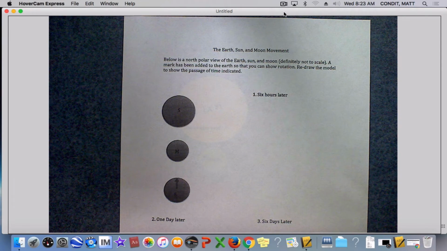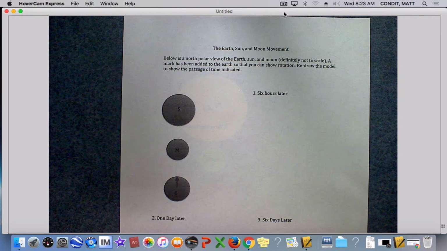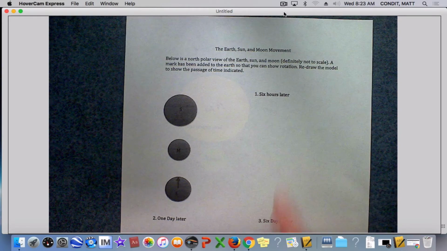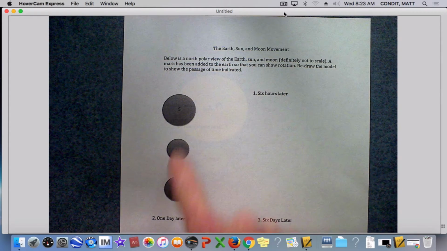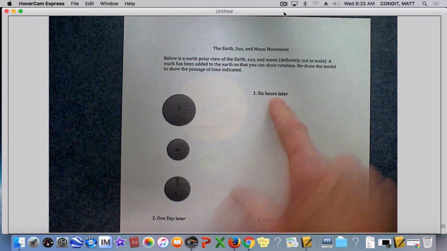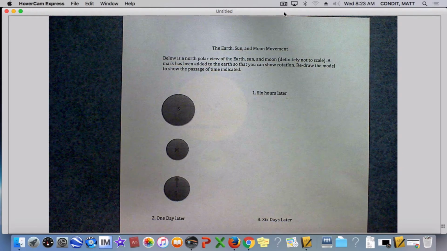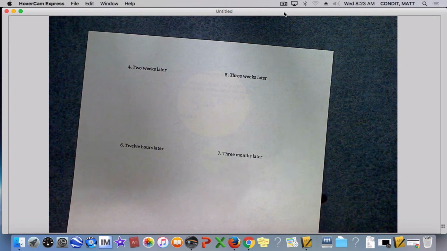Hi everybody, this is the activity we did in class, or the worksheet called the Earth, Sun, and Moon Movement, a North Polar view. On this worksheet you have a picture of an initial Earth position and Sun and Moon position, and you can see it right here. What you're going to be asked to do is just redraw these three things, and with the Earth, that arrow is important as well. We want to redraw these three things to show the elapsed times that you can see here and on the back of this. So let me give you an idea of what we're talking about here.